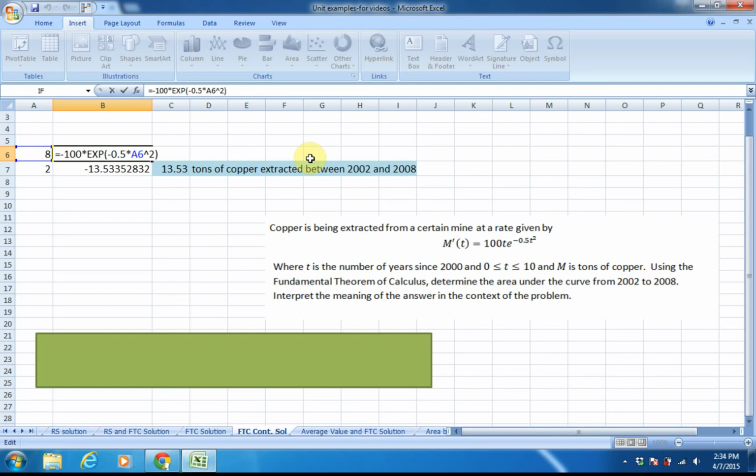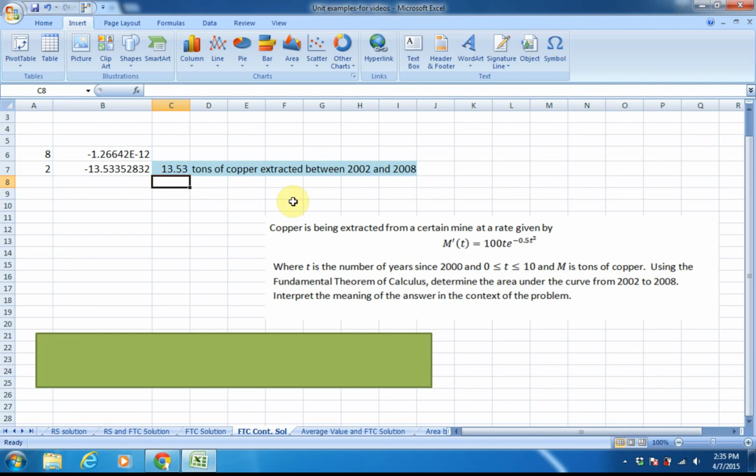Then I will double-click that down, and here I'm simply going to subtract my upper limit minus my lower limit. So I end up with a positive value there, and that positive value is giving me the tons of copper total, all of the copper that was extracted between the years 2002 and 2008.